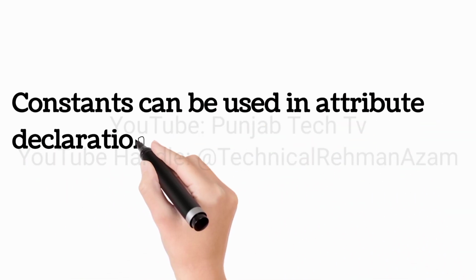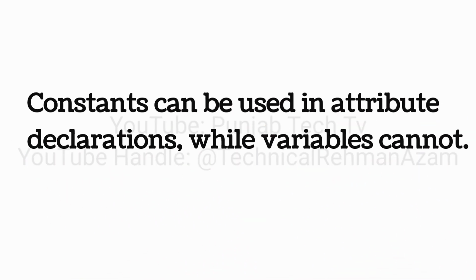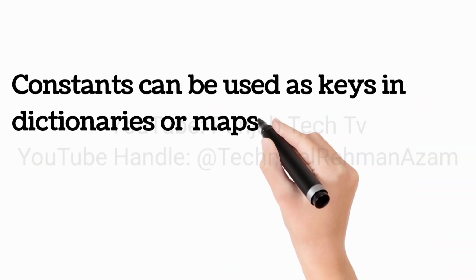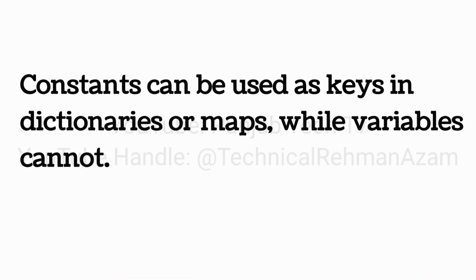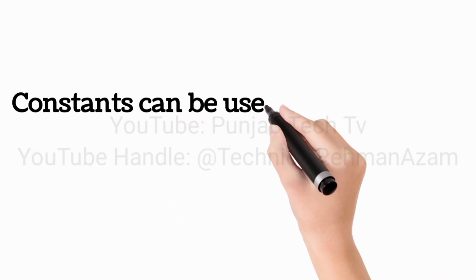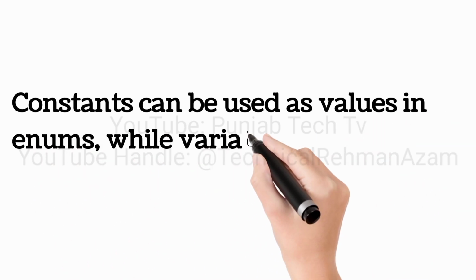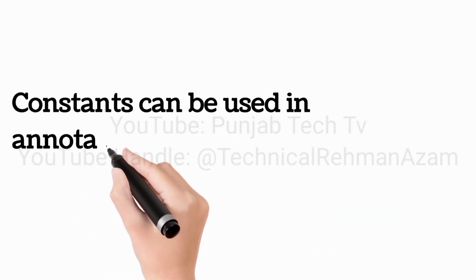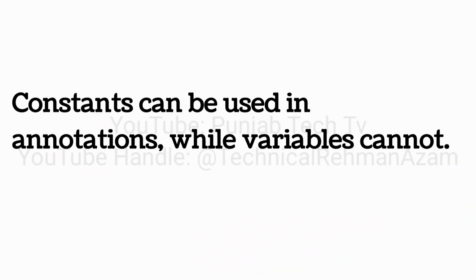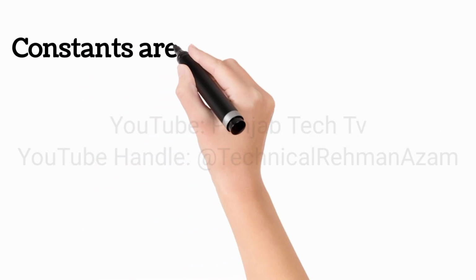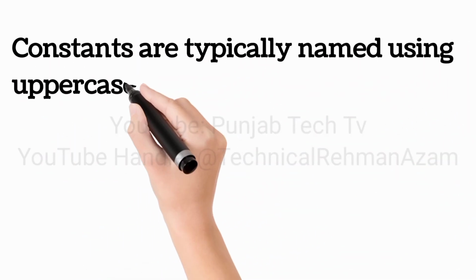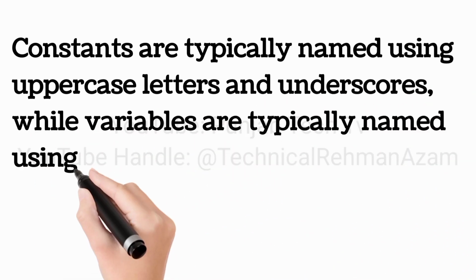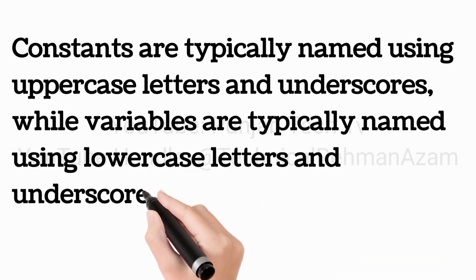Constants can be used in attribute declarations while variables cannot. Constants can be used as keys in dictionaries or maps while variables cannot. Constants can be used as values in enums while variables cannot. Constants can be used in annotations while variables cannot. Constants are typically named using uppercase letters and underscores, while variables are typically named using lowercase letters and underscores.